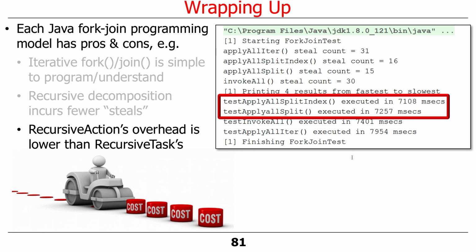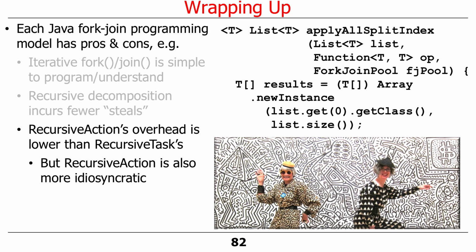Naturally, your mileage may vary. The other thing is that the recursive action implementation is more idiosyncratic, right? If you want to do it the way I did it here, where you use this insane Array.newInstance sort of reflective approach of creating a generic array, dynamically sized, that's not the most obvious code to read. Once you understand what it's doing, it's doable, but it's by no means intuitive.